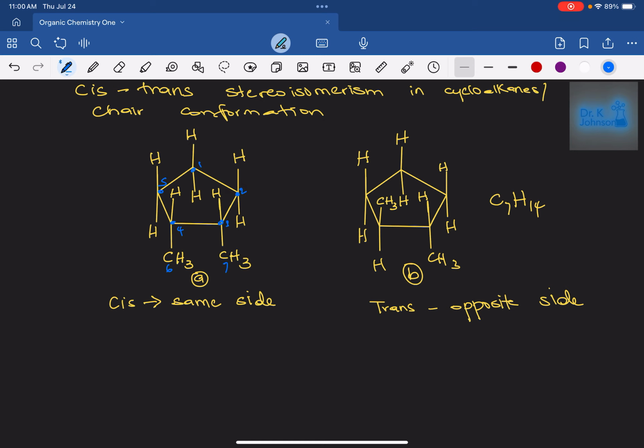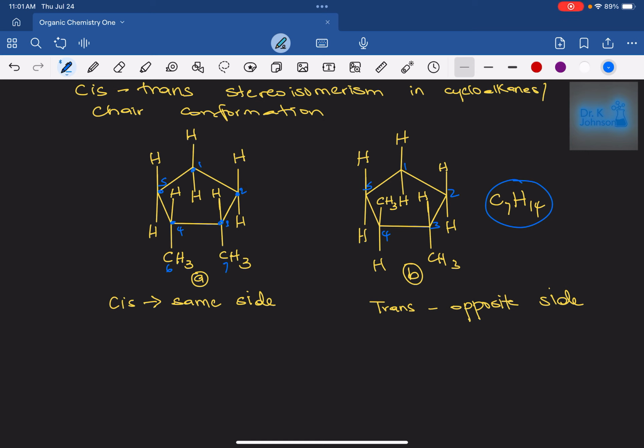The connectivity is also the same. I'm going to number the carbons over here. And I'm not numbering as if I were naming. I'm just numbering to explain to you. So remember, stereoisomers, same molecular formula, same connectivity, right? So let's prove that we have the same connectivity.